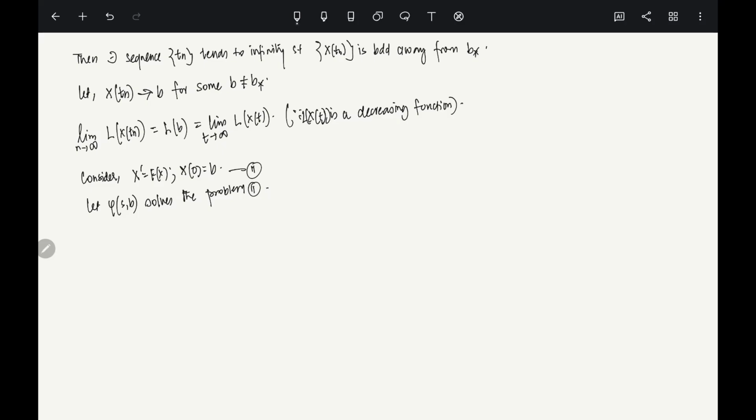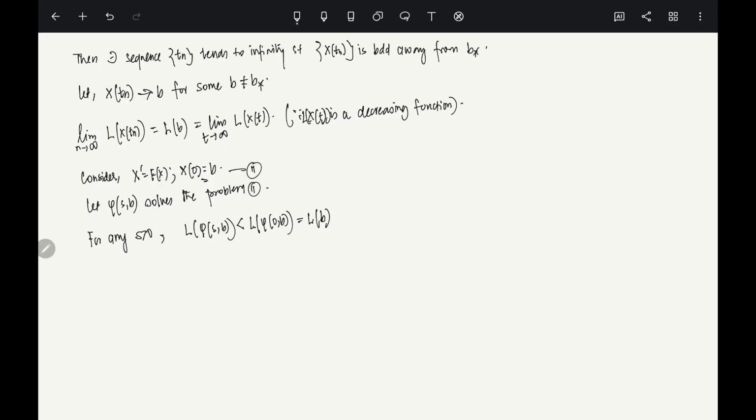Now, since L is a strict Lyapunov function, for any s positive, where s is the parameter, L of phi of s b is strictly less than L of phi of 0 b. Yes, L is strictly decreasing, so for positive s, L will decrease. Clear? Now, what is phi at the point 0 b? It is nothing but b. So this is nothing but L of b.